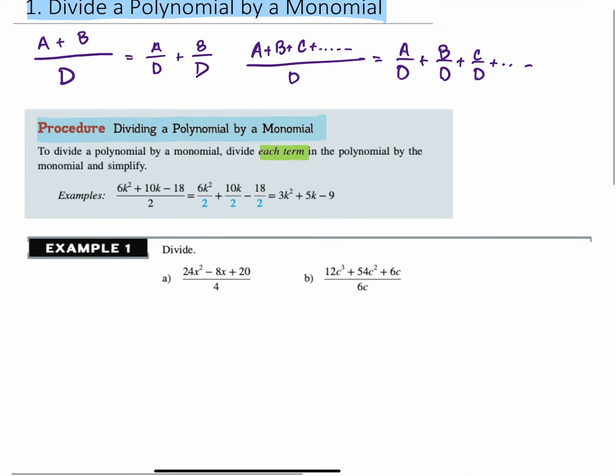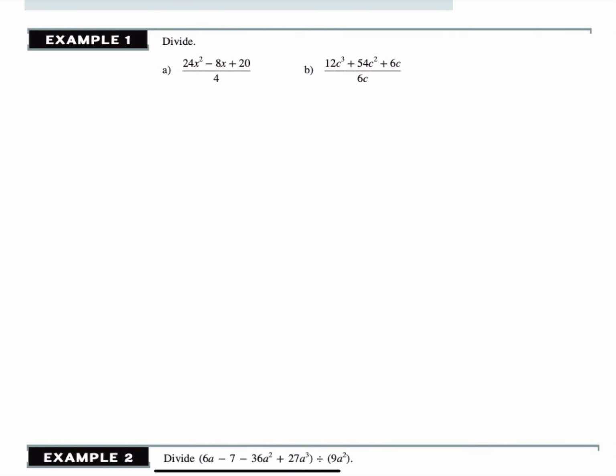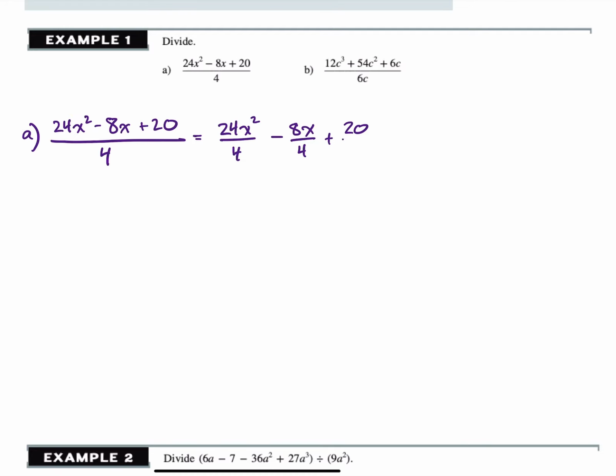So let's practice with these two in example 1. We're going to divide, in the first case, 24x squared minus 8x plus 20, all divided by 4. Still technically a monomial. We just have a 4, there's no x's, but that's like just our constant term. So that means we can write this as the 24x squared over 4 minus 8x over 4 plus 20 over 4.